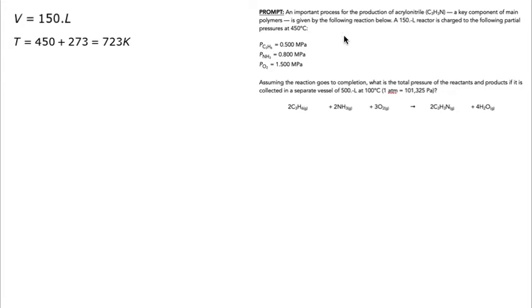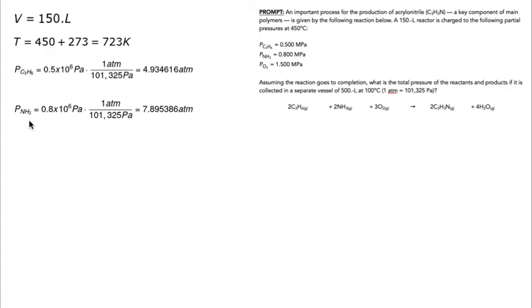The first thing we should note is for the initial conditions that our initial volume is 150 liters and the initial temperature, 450 degrees Celsius, is 723 Kelvin. We should then immediately realize that we need to convert the pressure of C3H6 in megapascals, mega being 10 to the 6th, to atm, and the pressure of NH3 to atm, and then the pressure of O2 to atm as well.